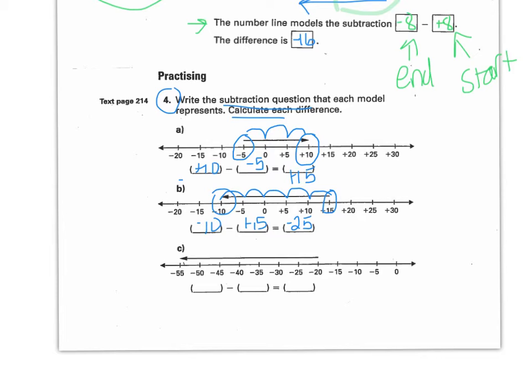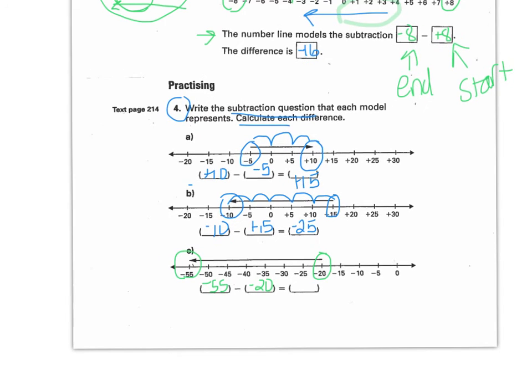One more example. Here is my starting number. Here is my end number. I already know that because the arrow moves to the left, it's going to be negative. 5, 10, 15, 20, 25, 30, 35.